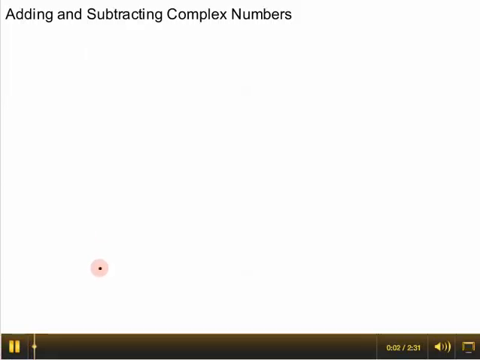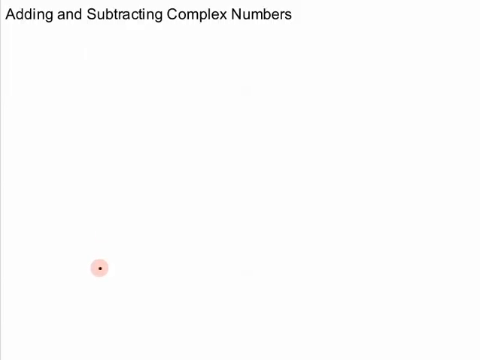Adding and subtracting complex numbers is actually rather simple, because they involve i, and i is just a square root, and we already know how to add numbers with square roots. So for example, if I want to add the complex number 2 plus 3i plus the complex number negative 4 plus i, then you would do just as you expect.